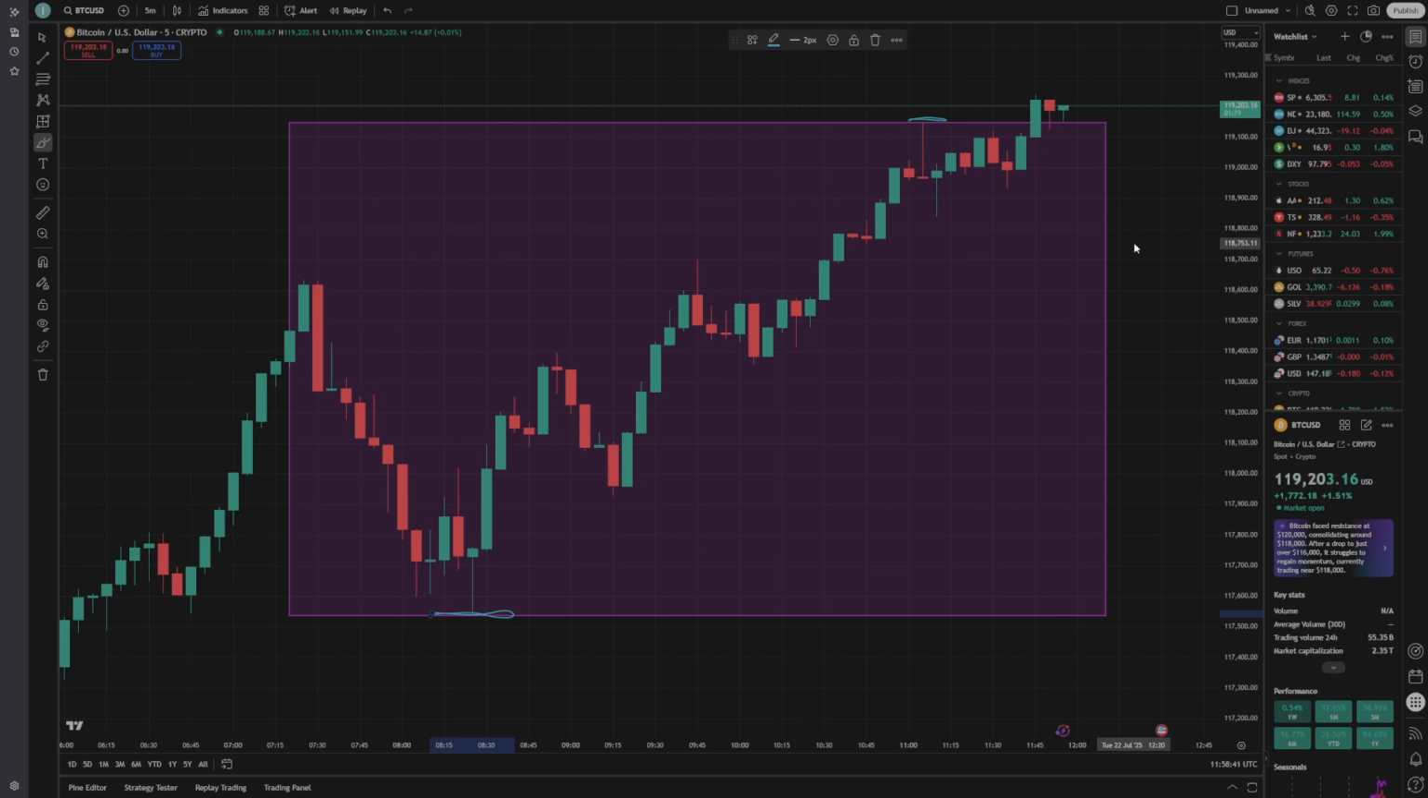Push pin emoji, where is my stop? Under the wick, or just outside the box zone. Push pin emoji, what is my target? The other side of the box? A fixed reward ratio? Never trade without these answers. Discipline is what separates a trader from a gambler.